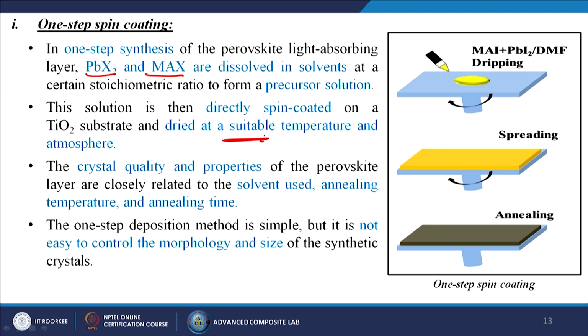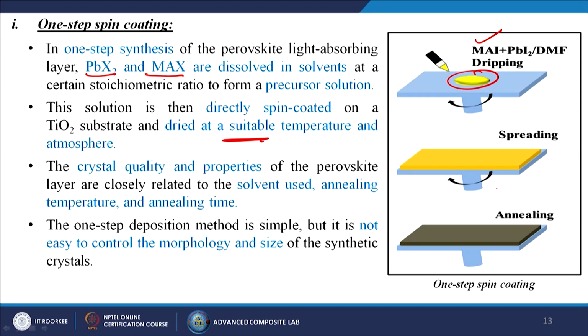So, in this particular case you can see we are putting the MAI and the PbI2 in the DMF solution, and mixing the whole thing properly. Then, by using a dropper, we put that material onto the titanium dioxide substrate, and then we use the spin coater. That means we rotate that substrate at a very high RPM, so that the material can be homogeneously dispersed onto the substrate. And then we simply do the annealing process, which means we heat that material for drying, and my preparation has been completed.